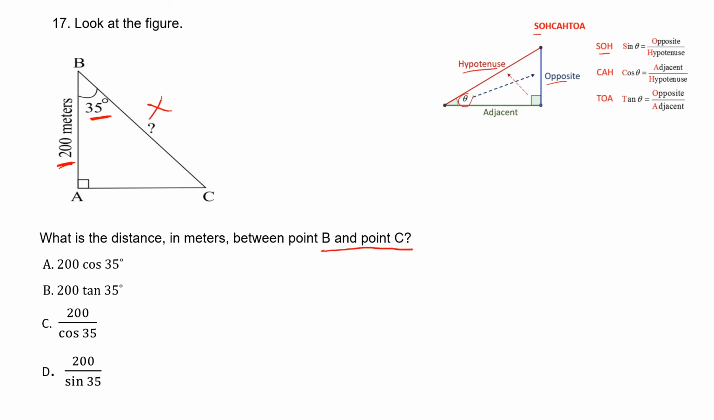Cosine would be adjacent over hypotenuse. And you may look at this if you don't quite remember and say that the hypotenuse is also adjacent, right? So which one do I use? Well, just remember that hypotenuse takes precedence over the adjacency. So adjacent and hypotenuse would never be the same. We will always use the side opposite the right angle as the hypotenuse.